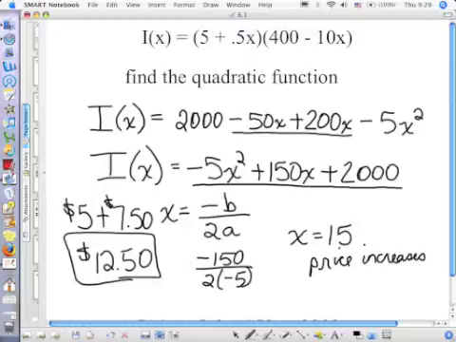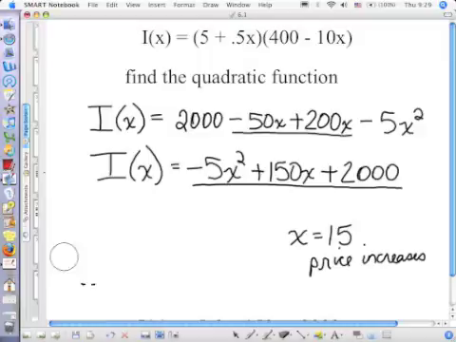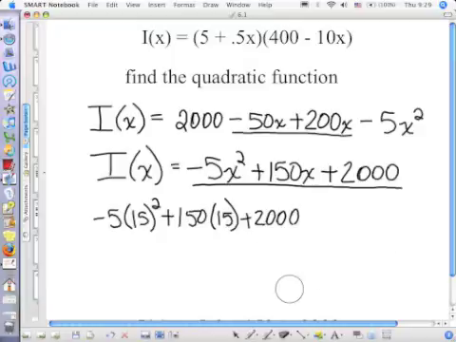Remember, last year we made 2,000. All right, so it's negative 5 times 15 squared plus 150 times 15 plus 2,000. Here's where a calculator comes in handy. Those of you with calculators, start calculating.